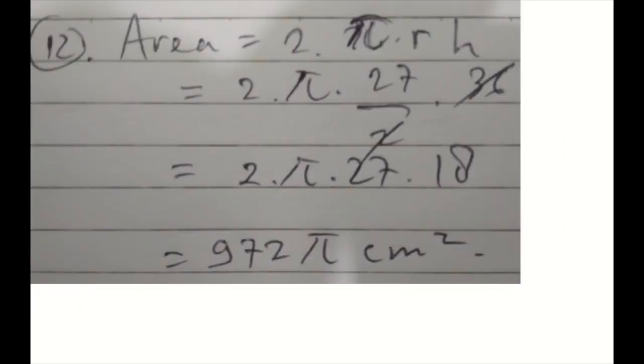And then after that, we just apply the formula of the curved surface area of the cylinder, which is equal to 2 pi rh. Now remember, it has to be in terms of pi, so we don't need to convert pi into 22 over 7 or 3.142. So this is our last step. We just input it: 2 times pi times 27 over 2 times 36. So we've got the result as 972 pi centimeter square.